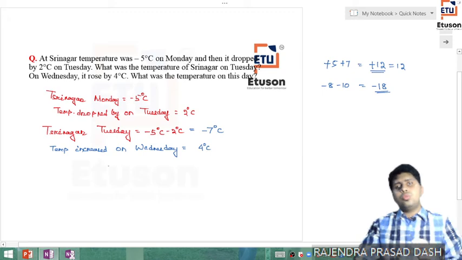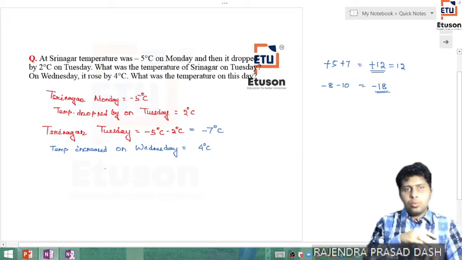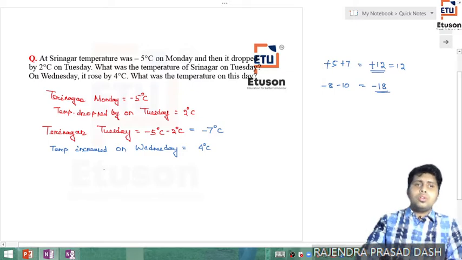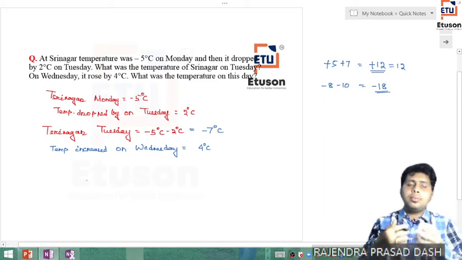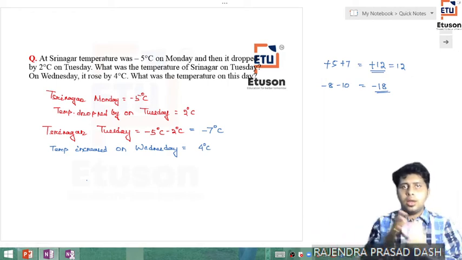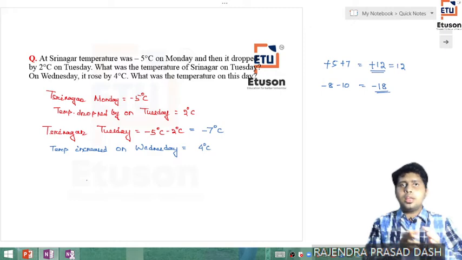So what is the temperature of this Wednesday? What was the temperature of this day, meaning which day? Wednesday. So what will I do? Temperature increase is there. So if it increases, whether I have to add or subtract, I have to add because increase is there ना. जब बढ़ रहा है तो हमको क्या करना है? आड ही तो करना है ना. जब घटेगा तब सब्ट्रैक्ट करेंगे. अब अगर बढ़ रहा है तो हमको क्या करना है? आड ही तो करना है. We have to add ना.